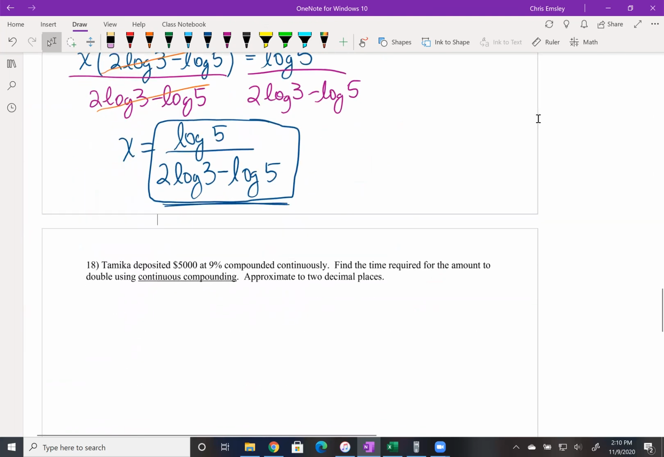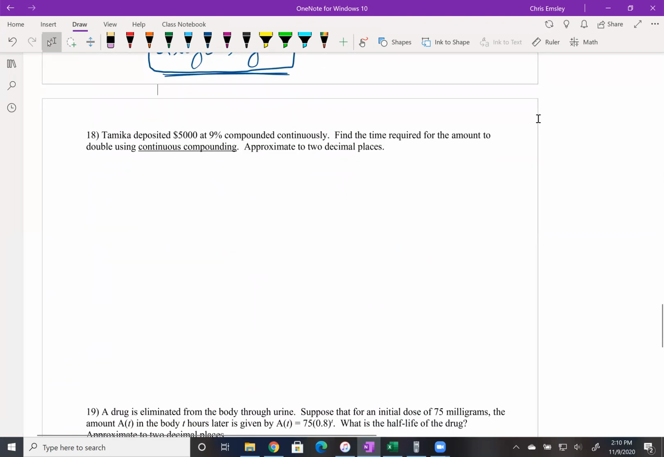Okay, number 18. Tamika deposited $5,000 at 9% interest, it should say interest, compounded continuously. Find the time required for the amount to double using continuous compounding. Approximate to 2 decimal places. So again, we're talking about interest. We have 2 choices for our formula, but since this one is compounded continuously, we want to use the one with the natural exponential in it.